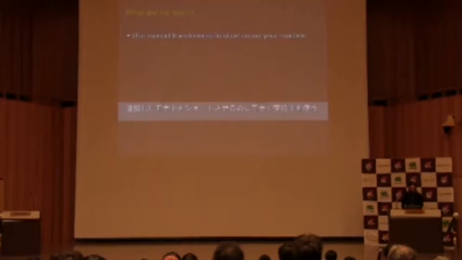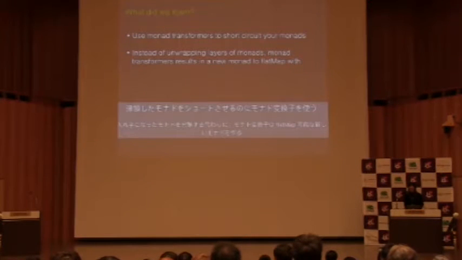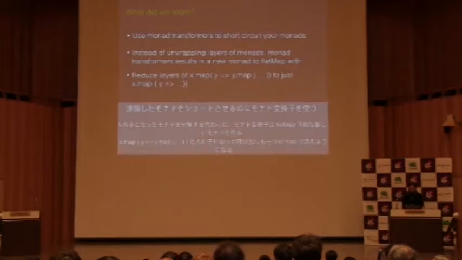So what did we learn from this example? You can use monad transformers to short circuit your monads, like we showed on a Future.failed case or a None. And instead of unwrapping the layers of monads ourselves, we can use the monad transformer, and that gives us a new monad to work with, and then we don't have to do the unwrapping ourselves. That reduces a lot of layers of future.map, option.map, to just one map. And that helps reduce a lot of boilerplate in your code because you don't have to write out all the layers.